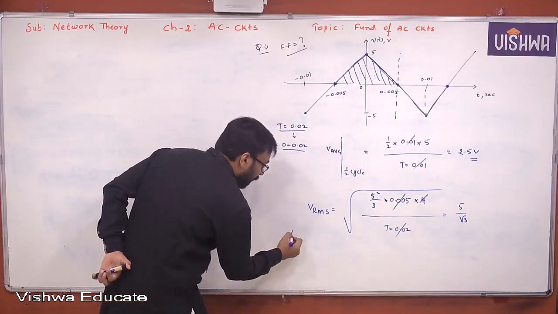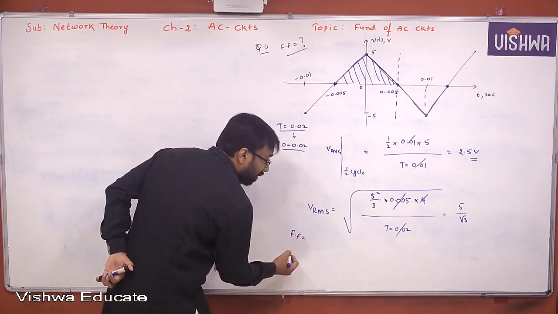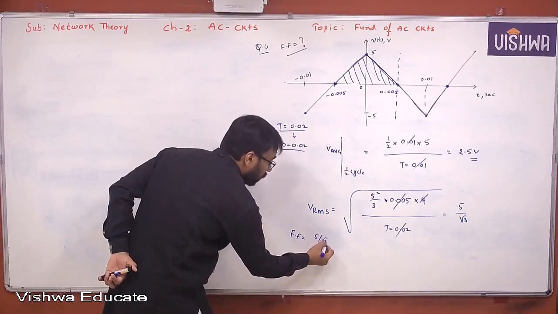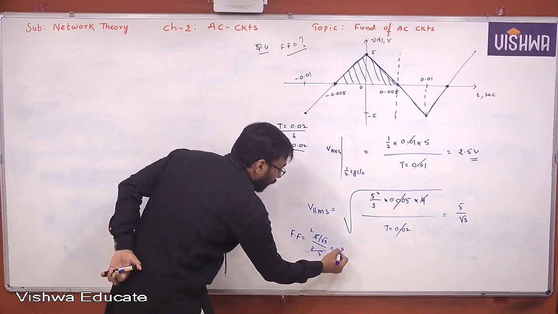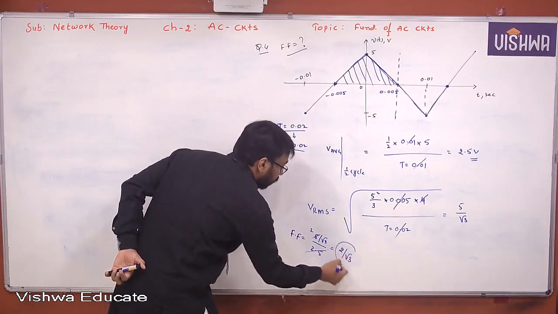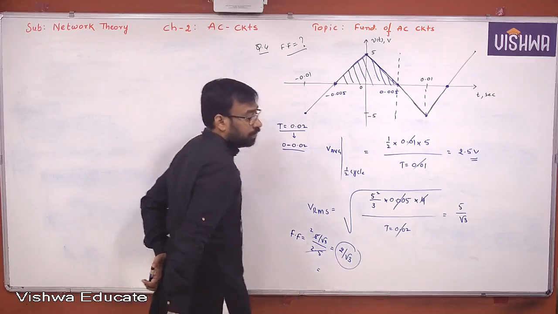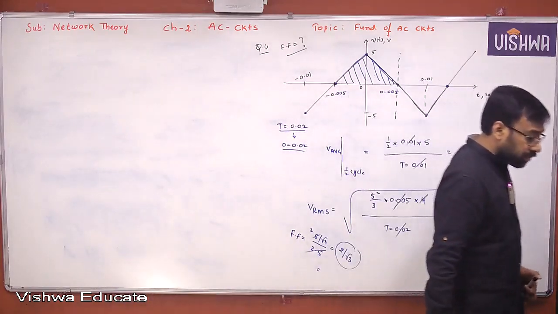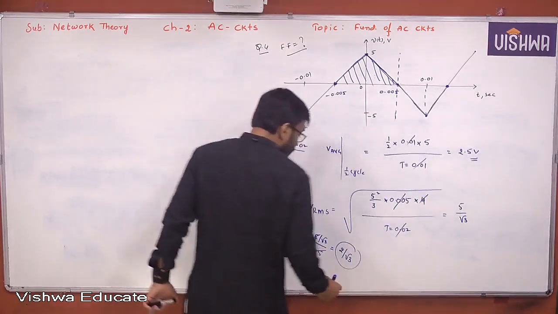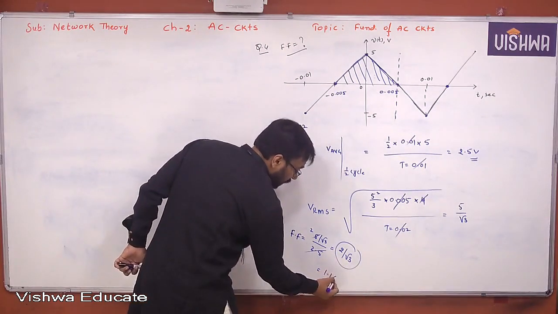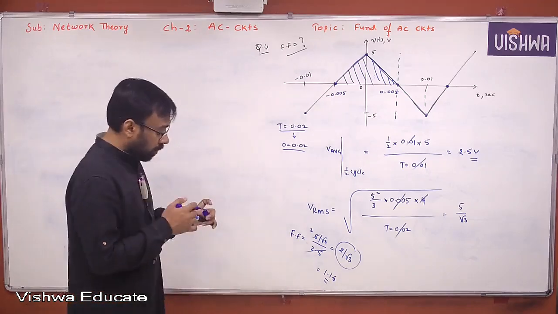So what is the form factor here? RMS by average: 5 by root 3 divided by 2.5. So 2 by root 3 is the form factor. If you want, you can calculate it. You'll get some answer, probably 1.16. Please check once. 2 by root 3 is the answer, 1.16 is the answer.